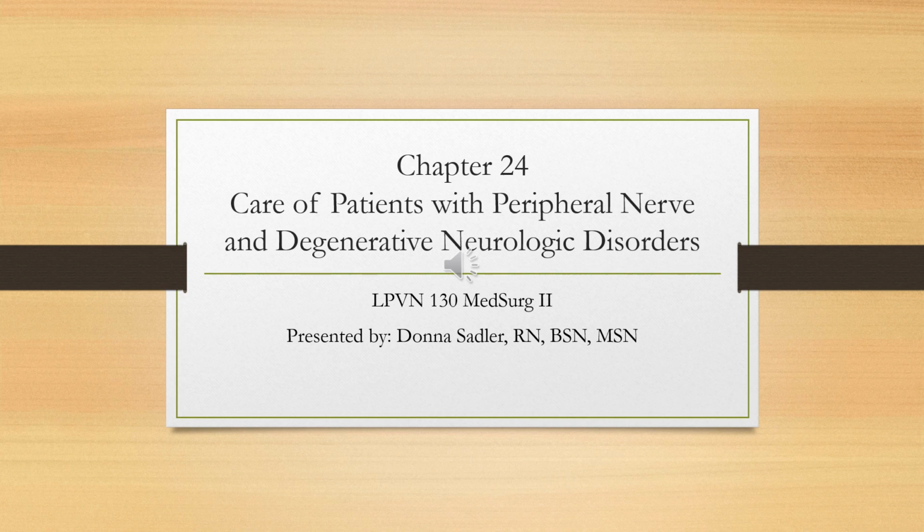This is Chapter 24, Care of Patients with Peripheral Nerve and Degenerative Neurologic Disorders. I also have posted a video with these diseases on Blackboard that goes into a lot of details to further help you understand these disease processes as well. So take a look at that video as well to further help you.